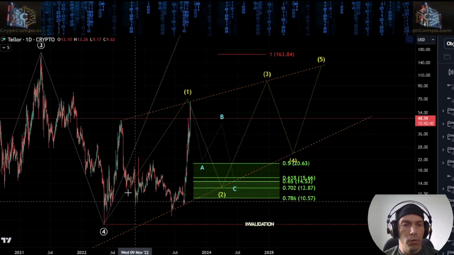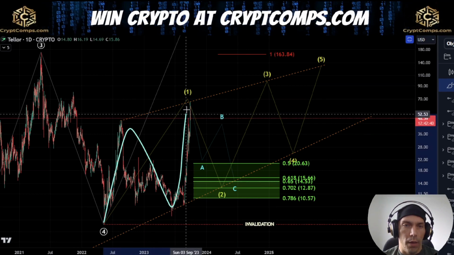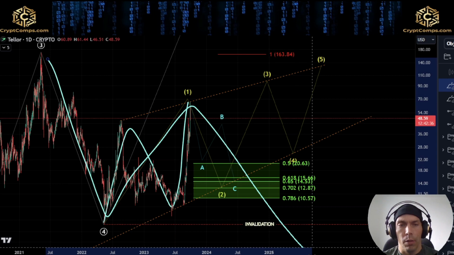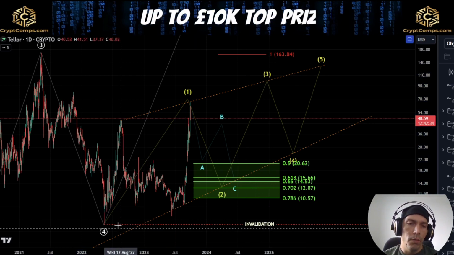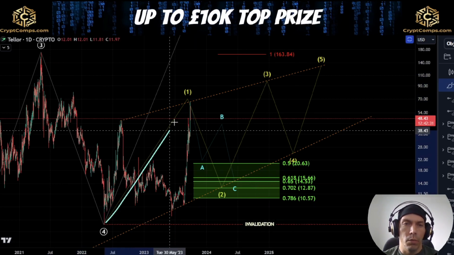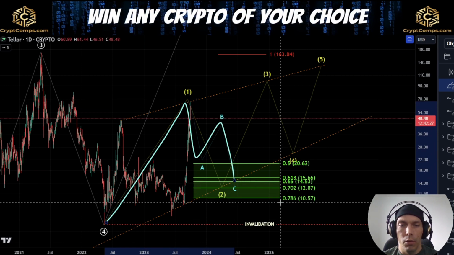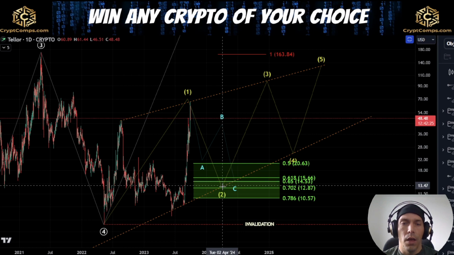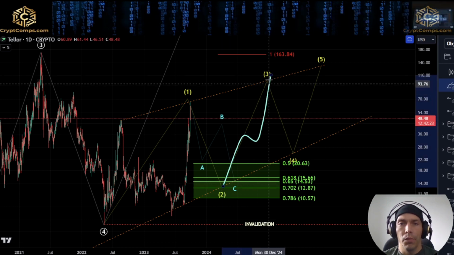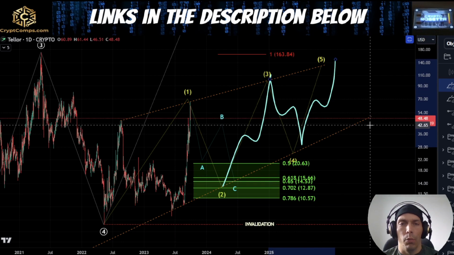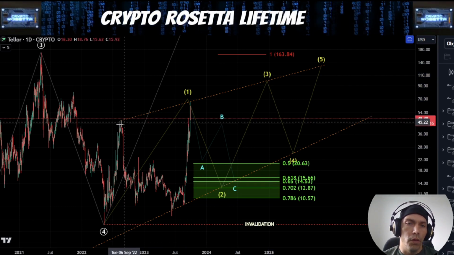So if we do just see this complete as A, B, and C, we've got two options. Either it's going to be part of a bigger corrective structure and we're going to look to push down, or alternatively, what we could see is something along these lines, where this whole move is our wave 1. We get 3 waves back to the downside, looking to hold this 1057, then see another 3 waves to the upside for this wave 3, 3 waves down for the wave 4, and then 3 waves up for the wave 5. Now, I've just drawn it off these two highs here.